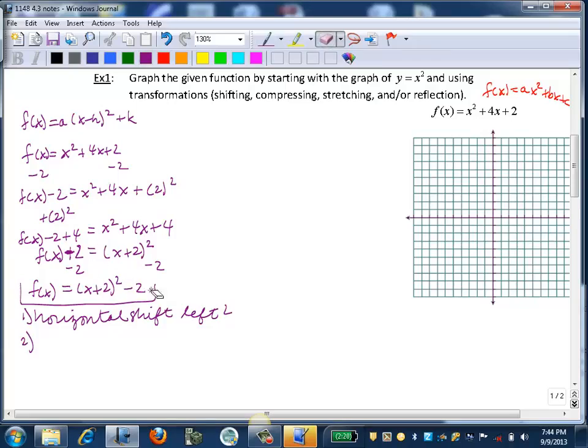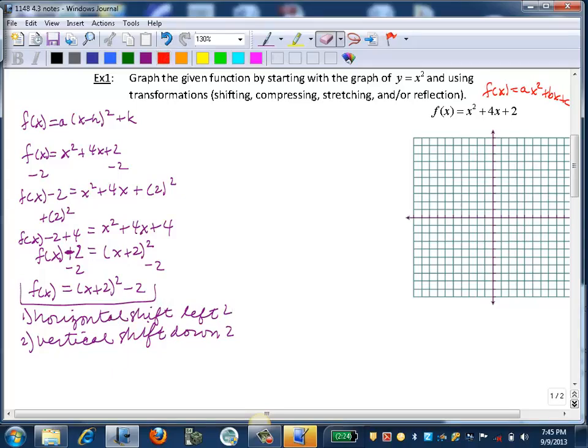Then if we look outside the grouping symbol, we're subtracting 2, so we know that's going to be a vertical shift down 2 units. And again, if you look at the HK of this function, we know our h is negative 2, which is why we're shifting left 2, and our k in this case is negative 2, and that's that vertical shift down 2. So you can see the correlation between the HK form and when we're actually viewing that as transformations shifting left and right and up and down. Okay, so those are our 2 transformations.